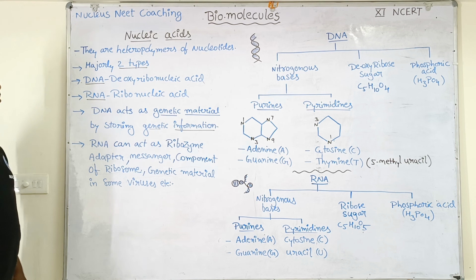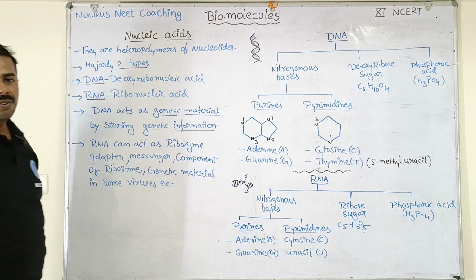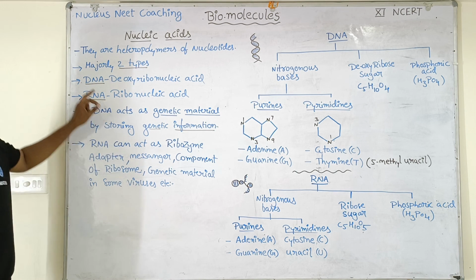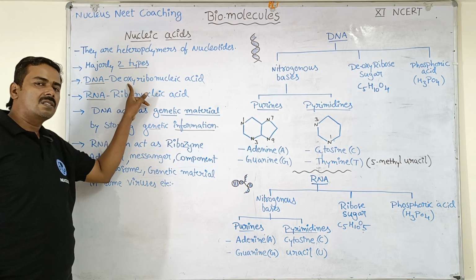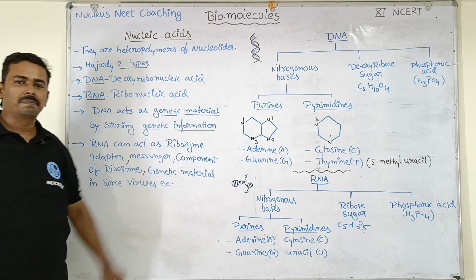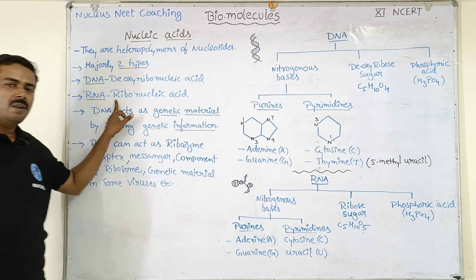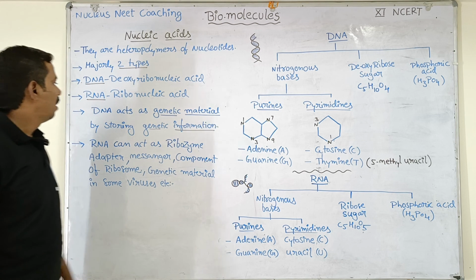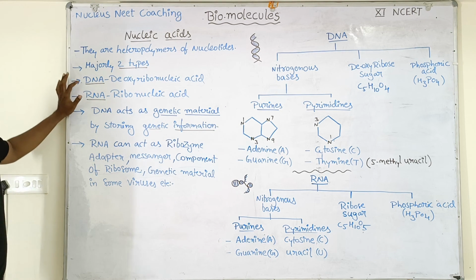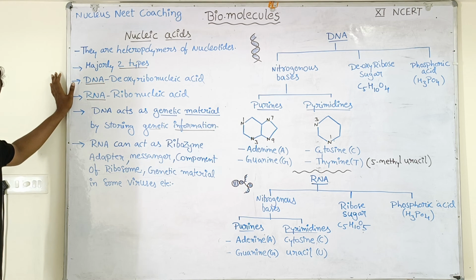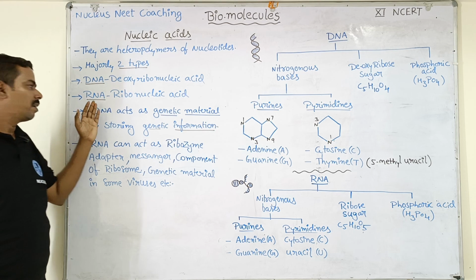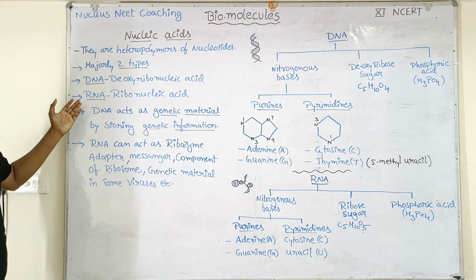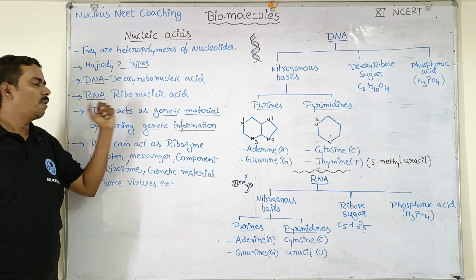Now, what are the different types of nucleic acids? There are majorly two types of nucleic acids in living organisms. One is the DNA and another is RNA. DNA stands for deoxyribonucleic acid. RNA stands for ribonucleic acid. Okay. So DNA, where is it present? DNA is present inside the nucleus of eukaryotic cells, and DNA is also present in the prokaryotic cells in the cytoplasm. And RNA, ribonucleic acid, is also present in both eukaryotic cells as well as prokaryotic cells.